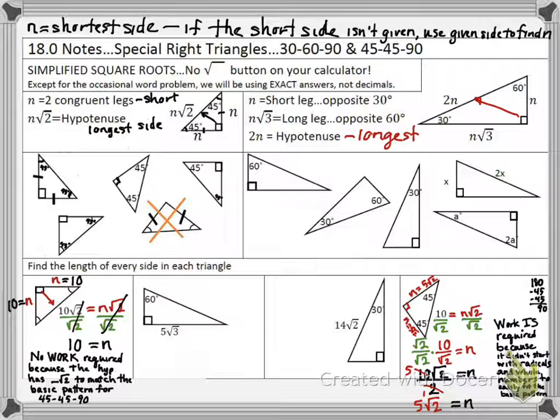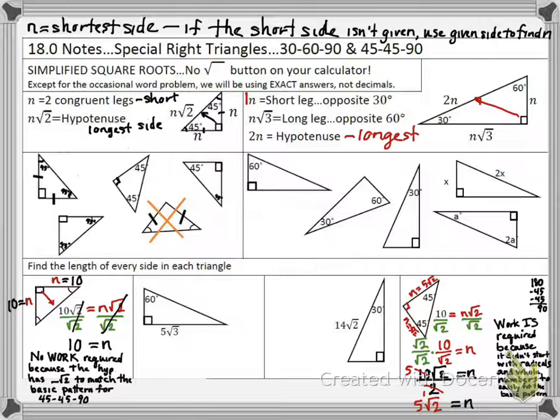If you use your calculator and find the square root of 3, you'll find that the square root of 3 is about 1.7. So we're talking about 1n, 1.7n, and 2n. Medium-sized angle opposite medium-sized side. Longest side opposite biggest angle. So I'm going to look at the examples we have down here.